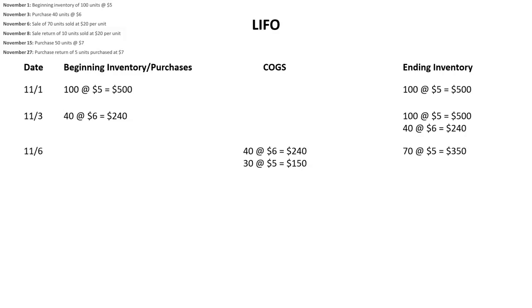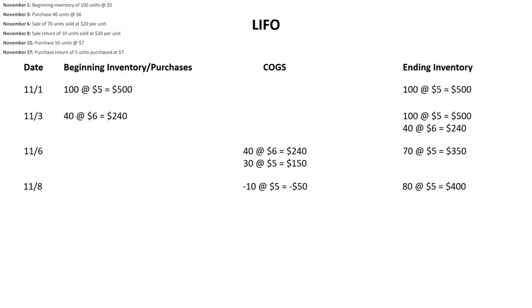And then that just leaves us with an ending inventory of 70 units at $5 each. Now, on the 8th, we have a return to deal with. This return is going to come from those units at $5 each. That was the last one that you sold. And so that's what we're going to take from here when this return is happening.